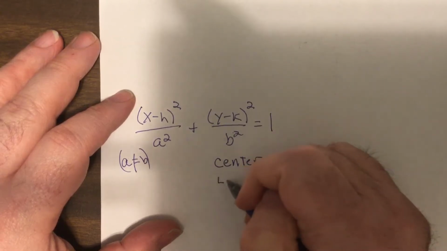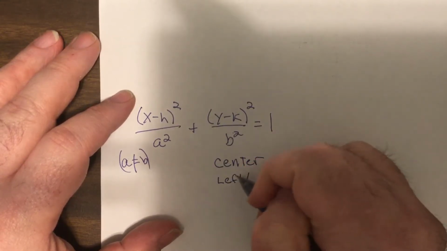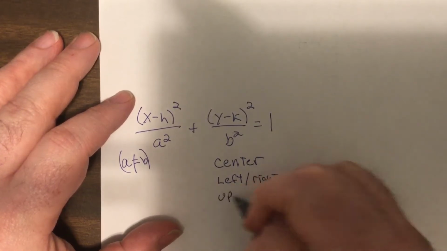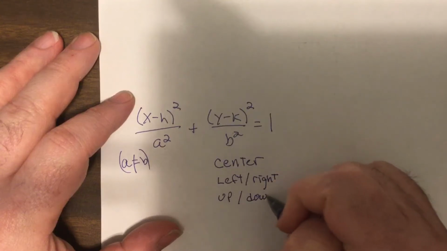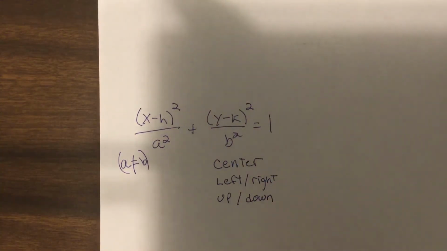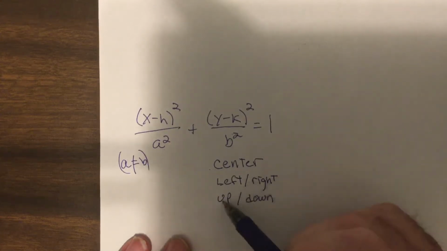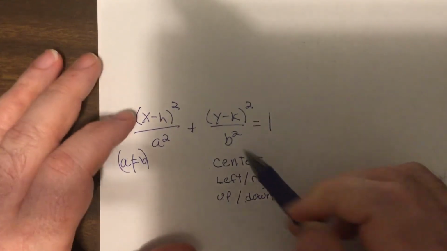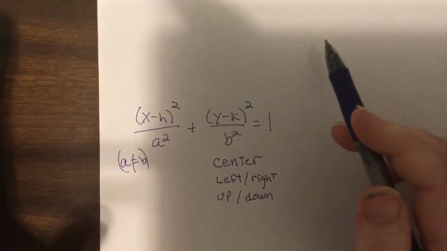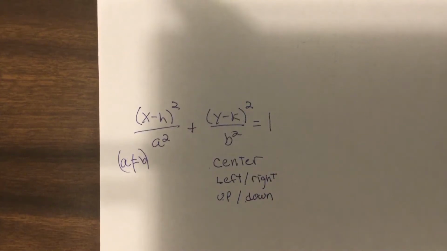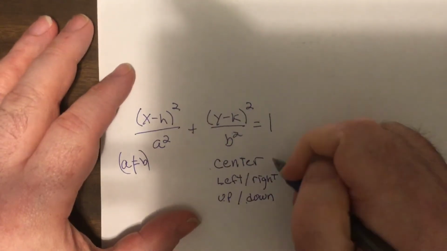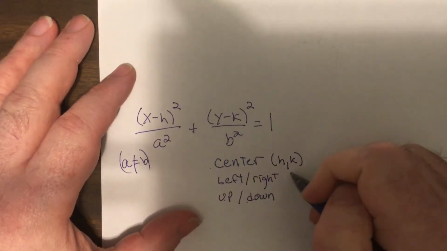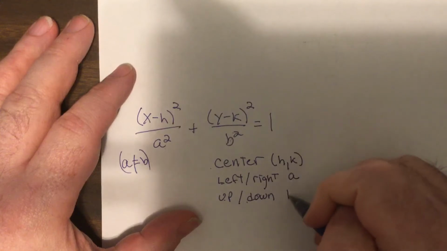The center. From the center, how far left and right do you go to find endpoints, and how far up and down? So the phrase I use is CLRUD. C-L-R-U-D. So I'll say find the CLRUD. So just looking at this, you should see what the center is. It's the same as the vertices. So it's H, K. Then how far left and right? A. How far up and down? B.